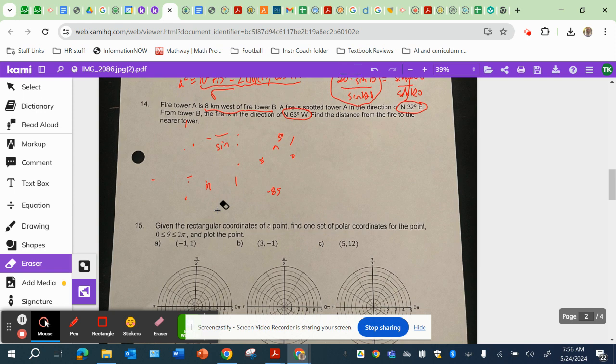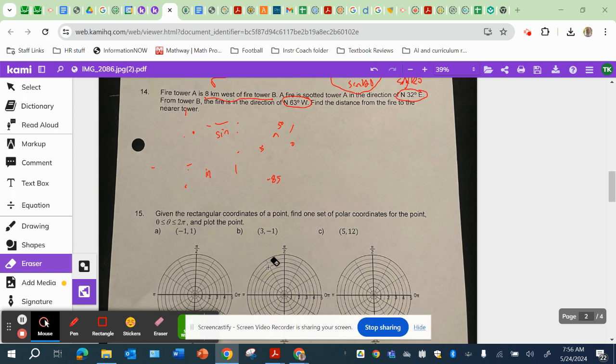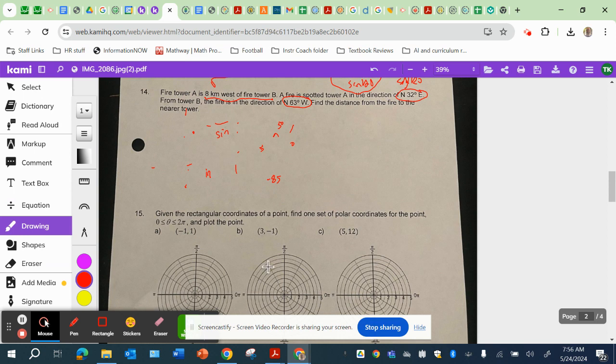And so you convert using the Pythagorean theorem, and then you find the angle. Polar coordinates are r, theta. To find r, it's just the hypotenuse, so the square root of x squared plus y squared. And then to find theta, you take the inverse tangent, or arctangent, of your two coordinates.